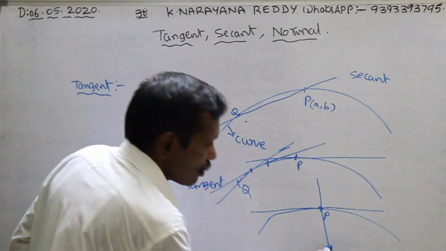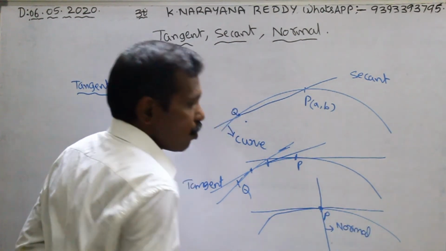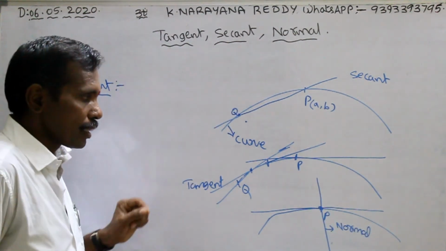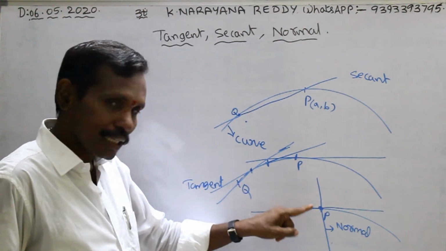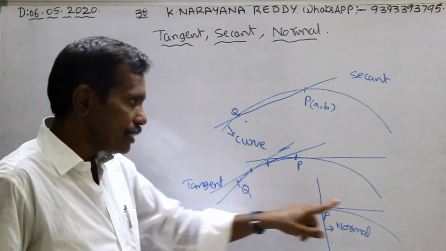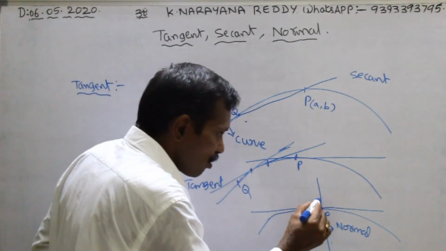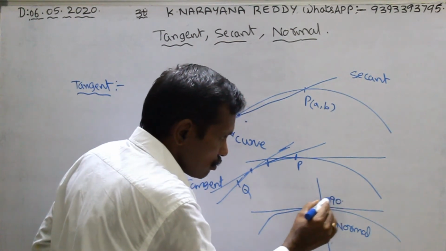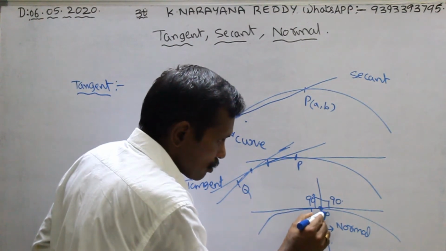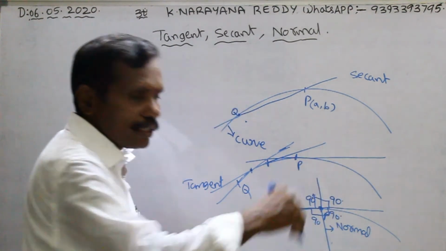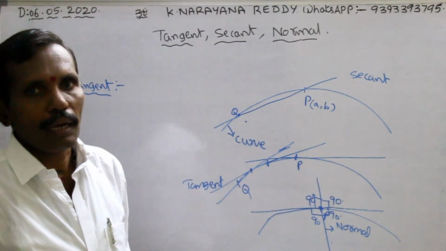So this is the normal line. Okay? So please observe carefully. The line passes through the point P, touches the curve, and is normal to the tangent, which is called the normal line. That is, it makes an angle of 90 degrees. See here, 90 degrees, here 90 degrees, totally 360. So this type of line is called the normal line.